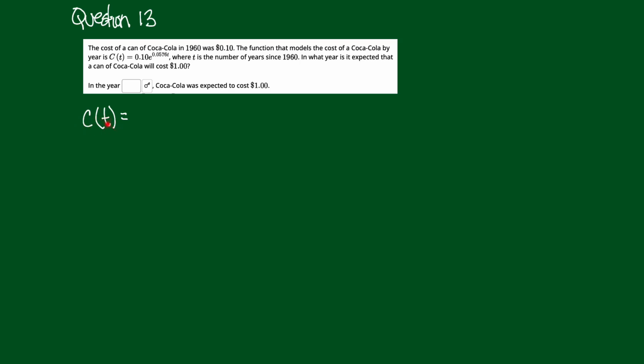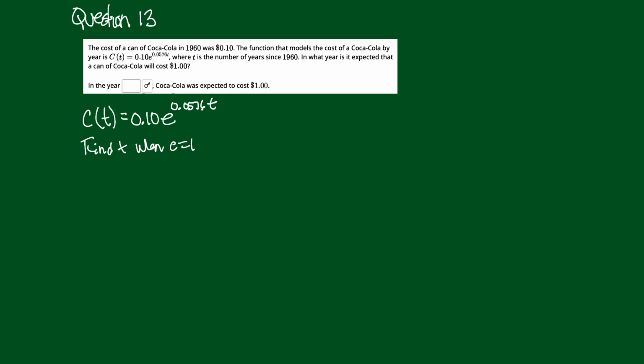Cost depends on the amount of time that has gone by, and it's equal to 0.10, 10 cents, e to the 0.0576 t. So it's exponential. T is the number of years since 1960. Now they're asking us, in what year is it expected that a can of Coca-Cola will cost $1? So what I want now is the cost to be $1, and I want to find t. Find t when c equals $1.